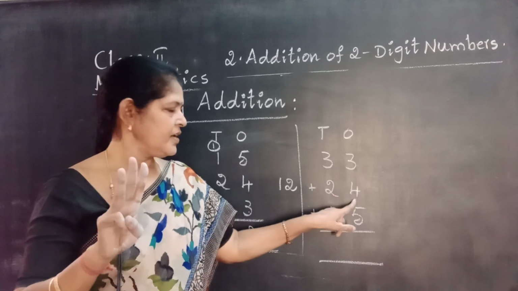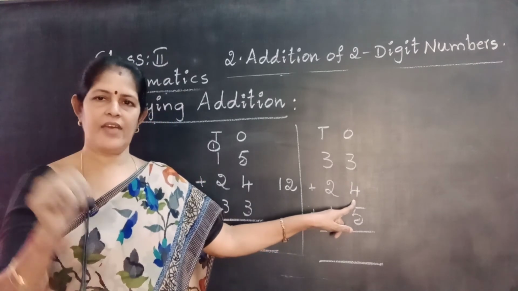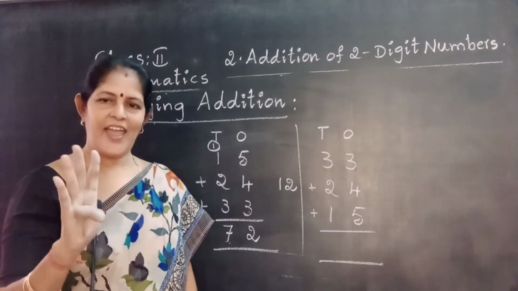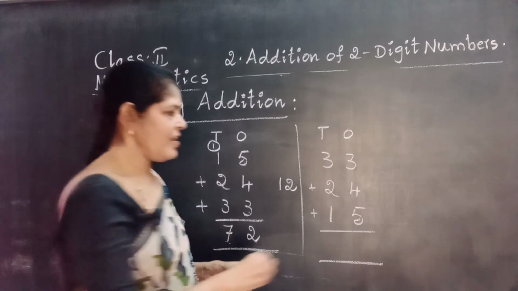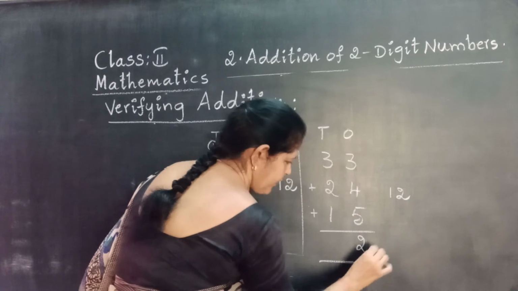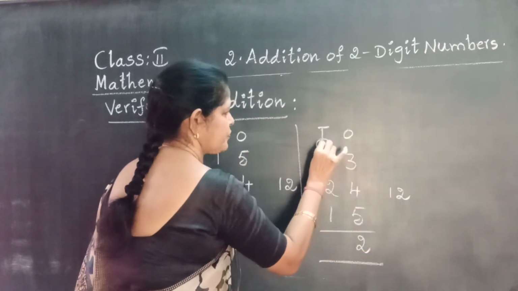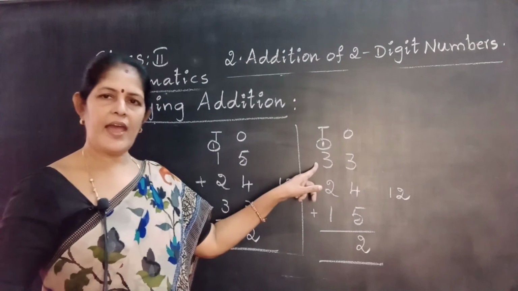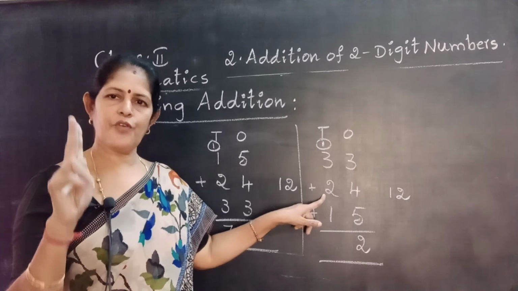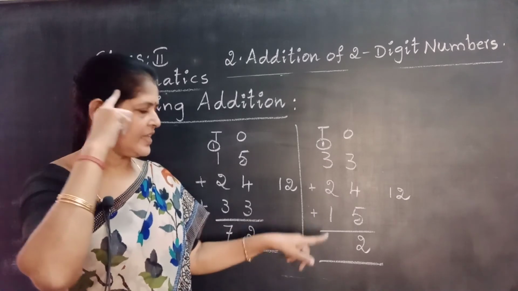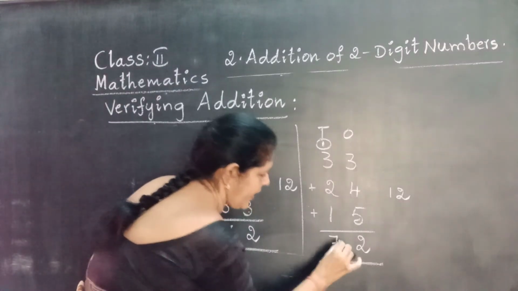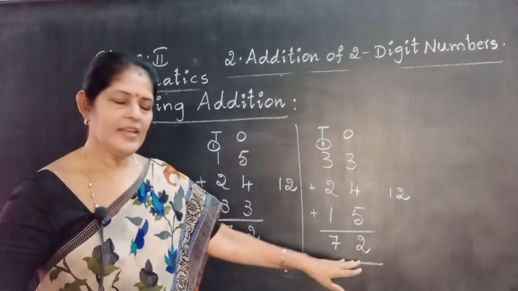Now start from here. Take 3 fingers. 4 after 5, 6, 7. 7 in the mind. Take 5 fingers. 7 after 8, 9, 10, 11, 12. 12 ones. Right side, 2 write in the ones place. 1 carry to tens place. 4. Very good. 4 in the mind. Take 2 fingers. 4 after 5, 6. 6 in the mind. Take 1 finger. 6 after 7. 7 write in the tens place. What is the total? 72.